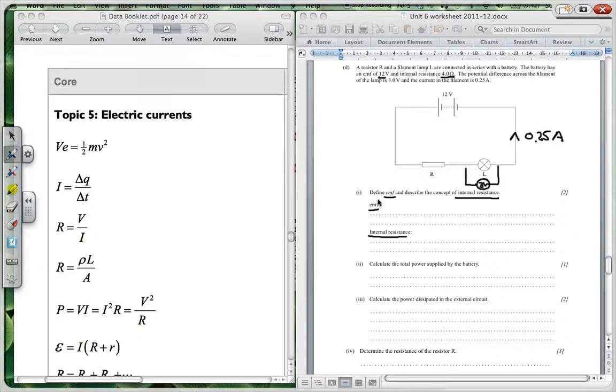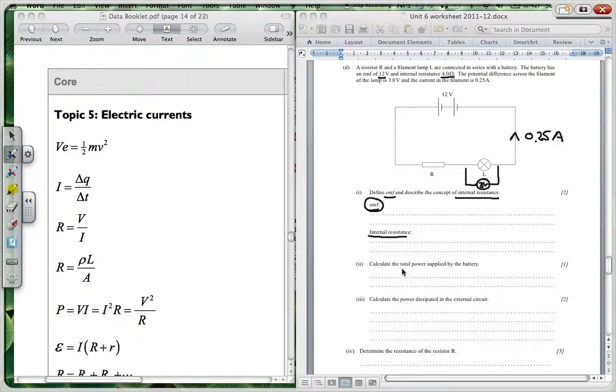The EMF is the total energy per unit charge that a cell delivers to the circuit, and it includes the energy given for the internal resistance. So it's the total energy per unit charge that a cell delivers to the whole circuit. And the internal resistance is the energy within the cell. So as the cell is providing energy, it is also having to overcome some resistance within the cell.